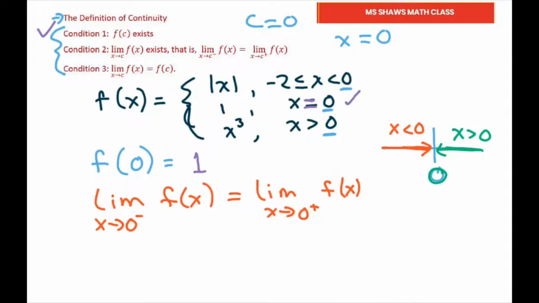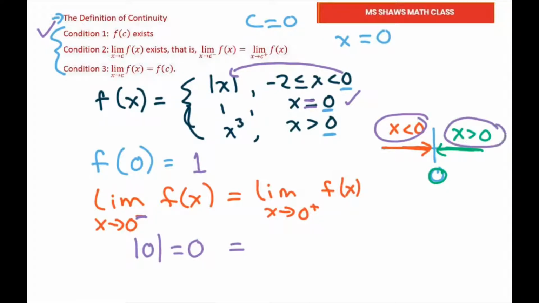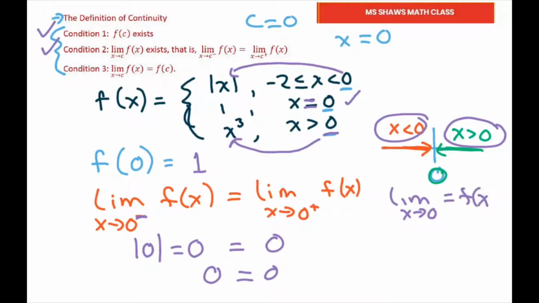To take this limit from the left, we're looking at numbers less than 0. You plug in 0 here, and the absolute value of 0 is just 0. Now we want to know what's going on from the right. That means all numbers greater than 0. You plug 0 into this equation, and you get 0. So 0 does equal 0. So condition 2 is met. That means the limit as x approaches 0 of f of x equals 0.